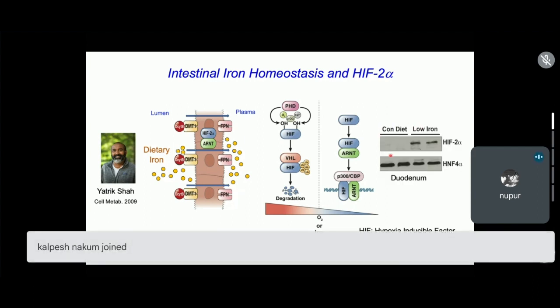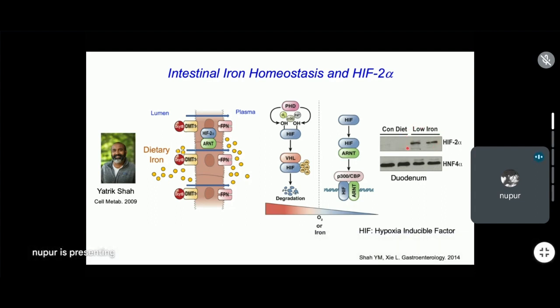So I just wanted to also show that when you have low iron, HIF2 is stabilized, but we can also detect this by Western blot.